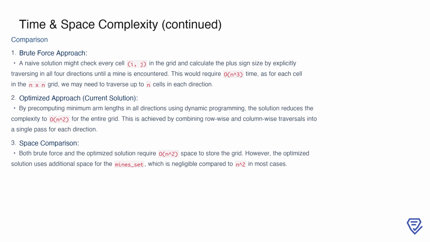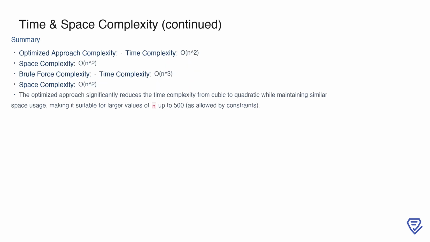In terms of space, both approaches require n squared to store the grid. However, the optimized solution uses an additional set for mines, which is minimal compared to the grid size. Overall, the optimized approach is significantly more efficient in time while maintaining similar space usage. To summarize, the optimized approach achieves a time complexity of n squared and a space complexity of n squared, making it highly efficient for larger grids.